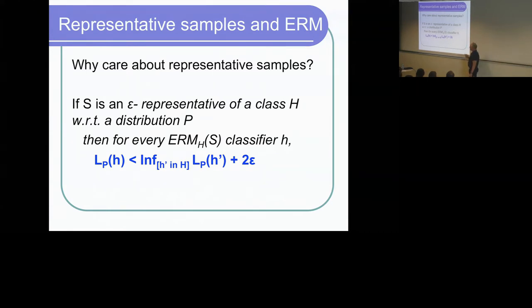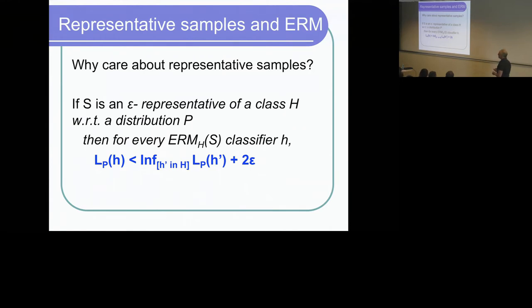The proof is very simple, and I will not go into the proof, but the intuition should be clear. If the sample is representative and I optimize over the sample, then I'm doing as best as possible over the class. Because for every H in the class, my estimate using the sample is a reliable estimate. So it tells me that if I was lucky enough to get representative samples, then ERM with respect to such samples will do a good job. Okay, is it clear now, this one?